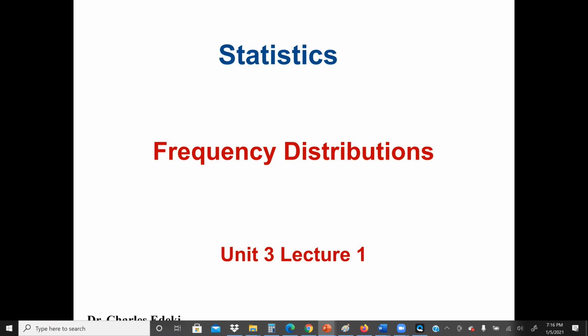Again, as we said in our earlier lectures, statistics consists of two major parts. We have the descriptive statistics, and the main goal of it is to try to understand our data and also to explore the data, finding the central tendency, dispersion of the data, etc.